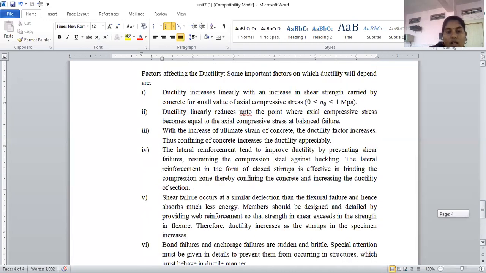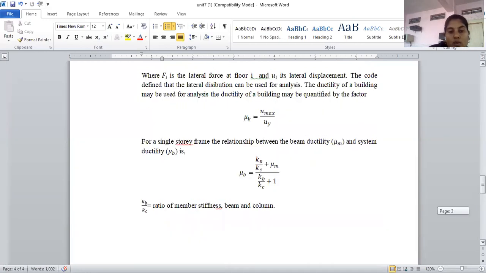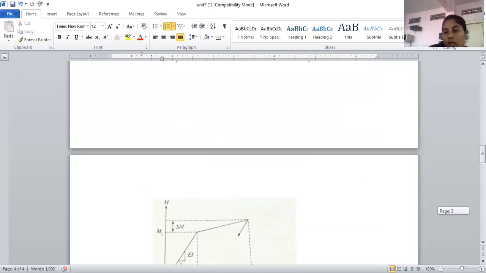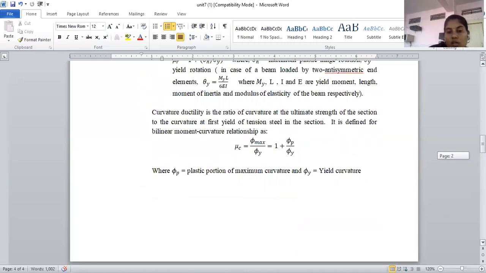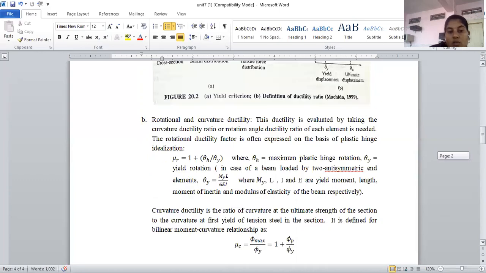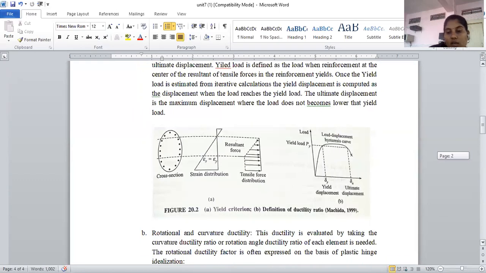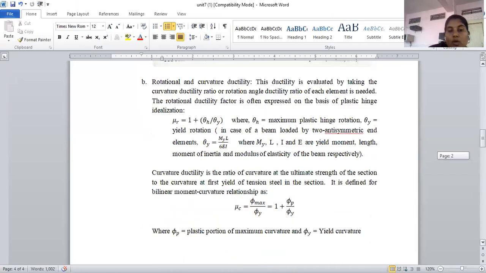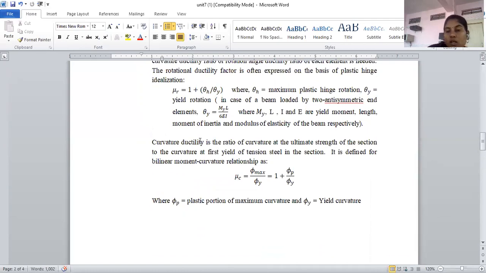Okay, so these are the factors related to ductility, where the ductility depends on all these parameters. So we should take care. We have to give attention over here to increase the ductility with these parameters. Now we'll move towards the next point, the one point remaining from this measurement of ductility. We have covered the first point, the displacement ductility. Second one is the rotational and curvature ductility. So write down this curvature ductility.